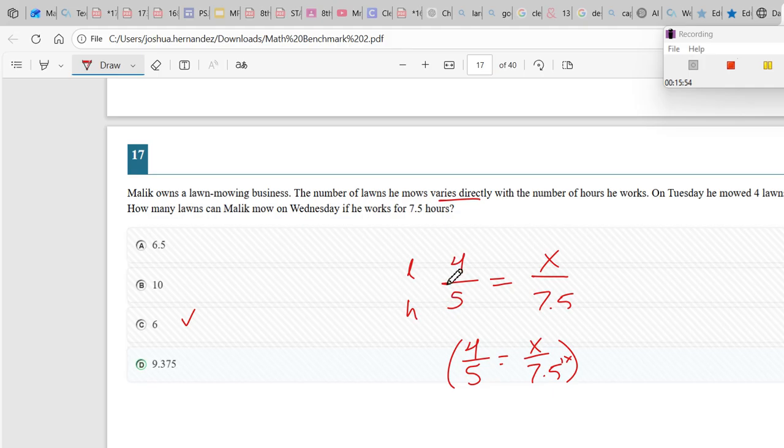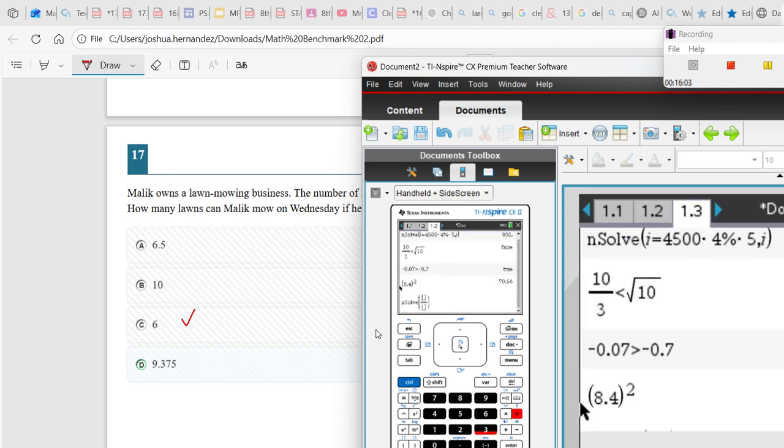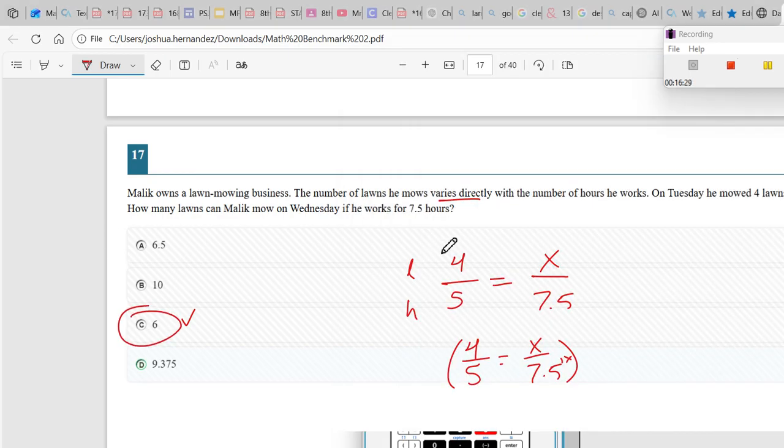What I'm noticing here is that half of this is more. Okay, so let's just go here, 4, 5. Add a fraction here, equals, add a fraction here. And then this is 4 over 5, and this is going to be x over 7.5, that's it. And then x is 6. 6 is the answer.